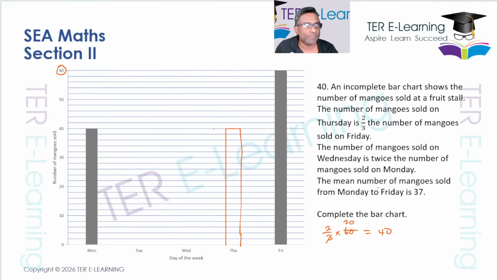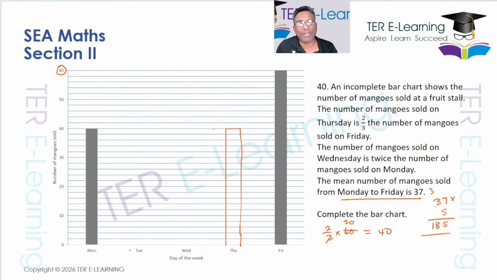Now, what else do we know? We know that the mean number of mangoes from Monday to Friday is 37. So I will take 37, that's the mean, and multiply by the 5 days. So that's 7 5s are 35, 3 5s are 15, and 3 is 18. So that means the sum of all the mangoes sold over the 5 days is 185.